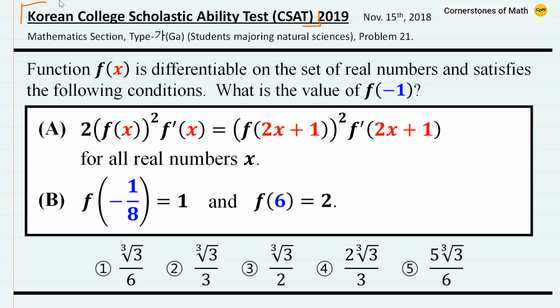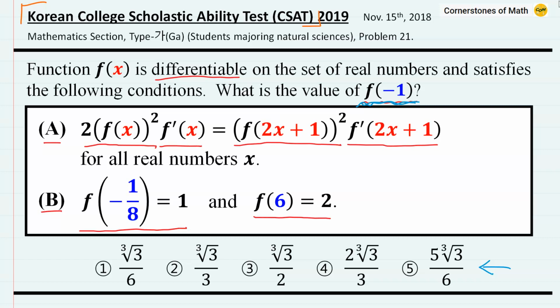Today we will solve the following problem. Function f(x) is differentiable on the set of real numbers and satisfies the following conditions. What is the value of f(-1)? The first condition says 2 times f(x) squared times the derivative f'(x) equals f(2x+1) squared times the derivative f'(2x+1) for all real numbers x. And the second condition says f(-1/8) equals 1 and f(6) equals 2. And f(-1) has to be one of these 5 values.